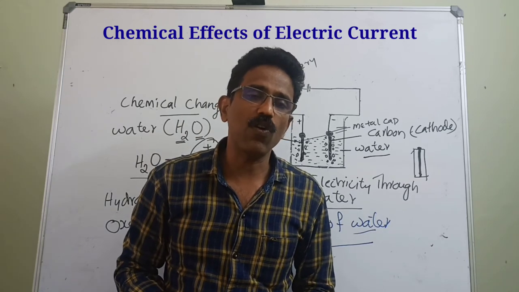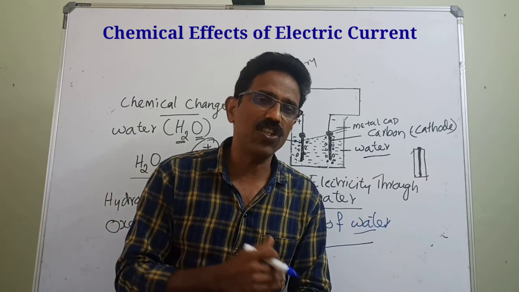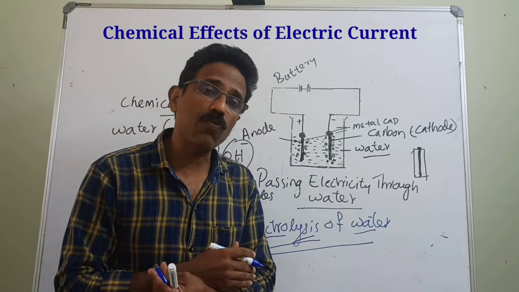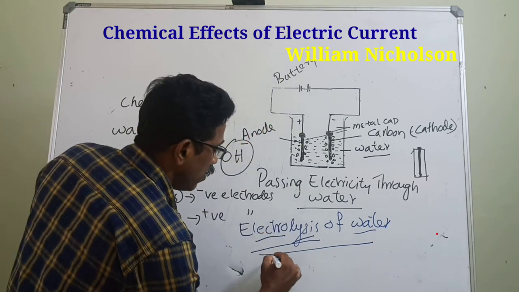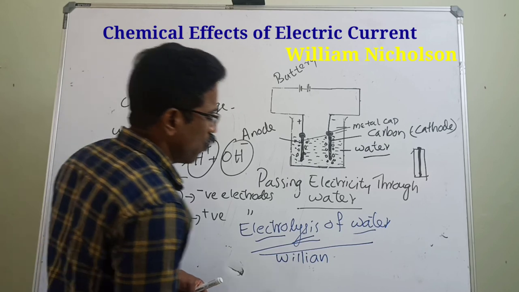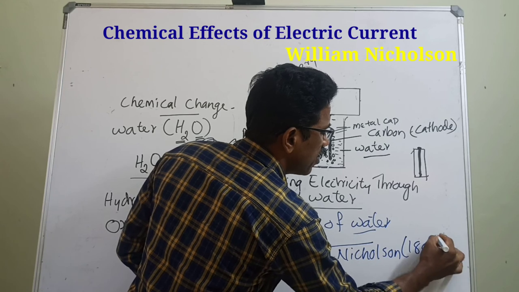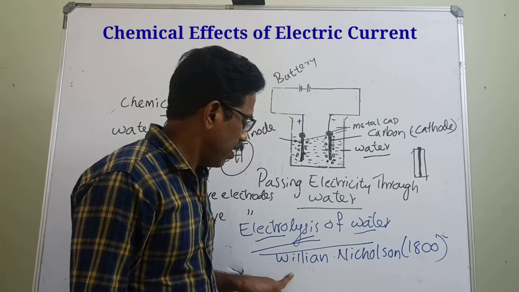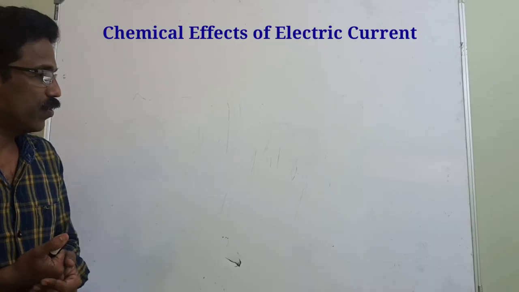Understood? This process of splitting a water molecule into hydrogen and oxygen by using electricity, we call electrolysis of water. This activity was first performed by a British chemist known as William Nicholson in 1800. So it's a very important process done by William Nicholson, a British chemist, in 1800.